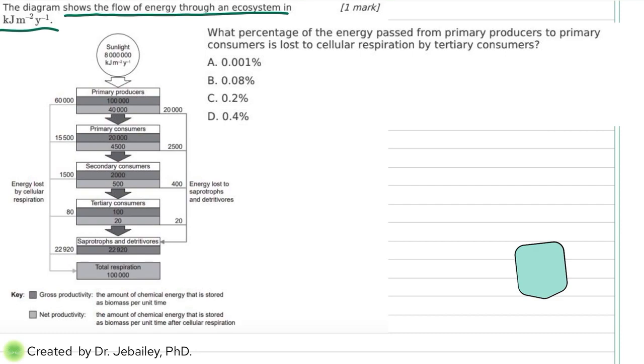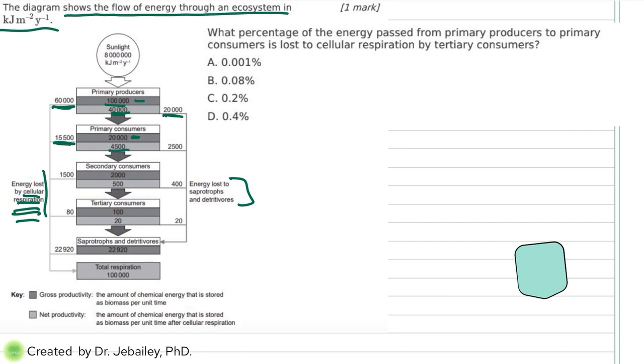Here you can see the primary producer says 100,000. And then because it says there's loss, that means 60,000 out of that 100,000 is lost to cell respiration. And that leaves me with 40,000. But out of the 40,000, 20,000 is lost to the decomposers and detritivores. So that means the primary consumers are only eating 20,000 out of that 100,000. Then of that 20,000, 15,500 is gone to cell respiration, leaving 4,500.